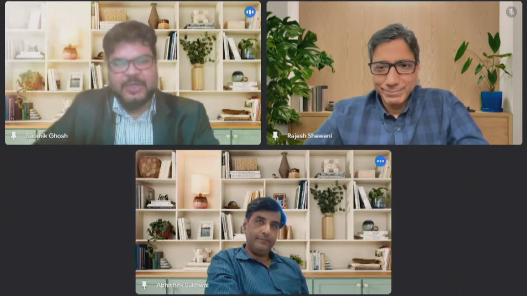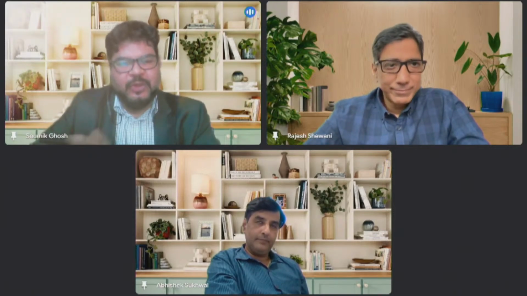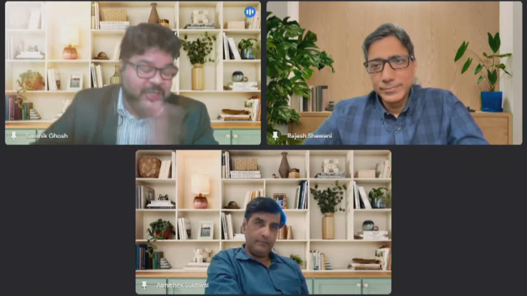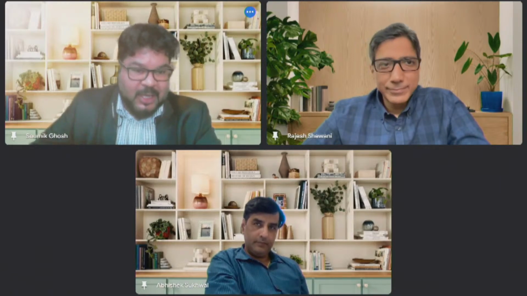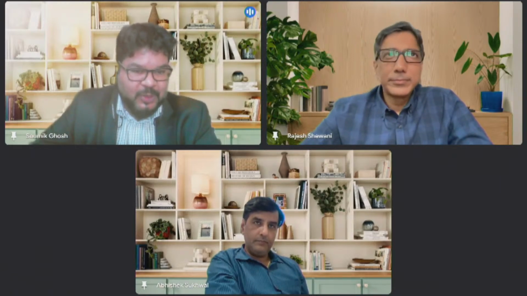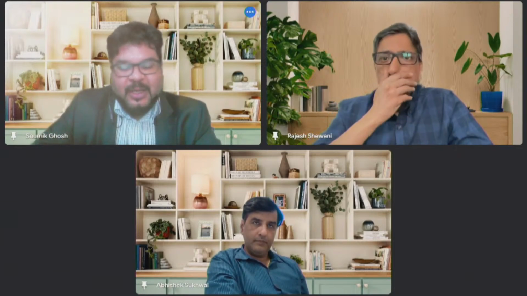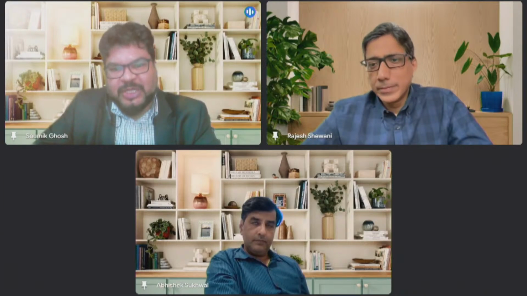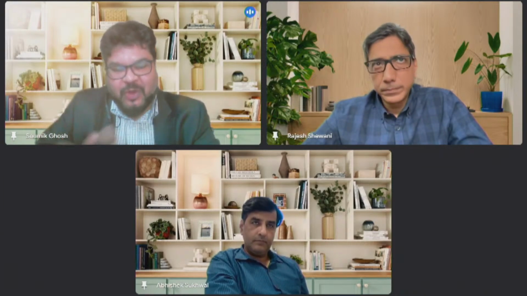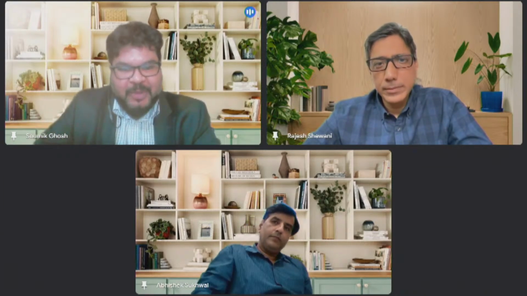Right. Understood. Now, Rajesh, if you could share your thoughts on this as well. Abhishek just pointed out the kind of linkage that you need to have between data and AI. How is Google ensuring that there's no friction, and that both of these are able to interplay perfectly?